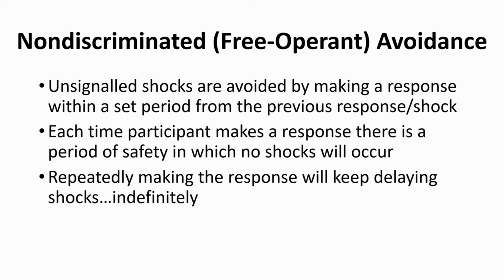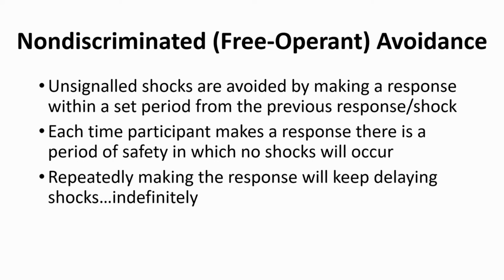Now, up until this point, we've been talking about the two-process theory and experimental setups that go along with the two-process theory. That theory insists that the warning signal, our conditioned stimulus, is critical to avoidance learning. But what if we expanded on that idea? What if there's a time when there is no external warning stimulus? What if there isn't a conditioned stimulus that tells us that an aversive stimulus is coming? This brings us to the idea of non-discriminated avoidance or free operant avoidance.